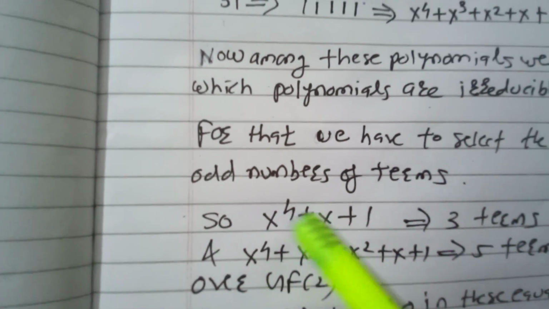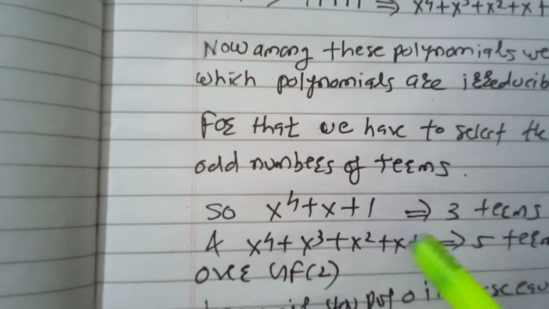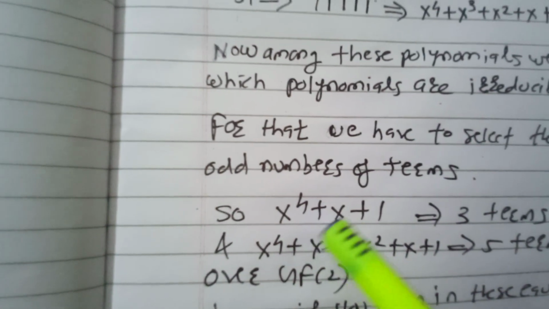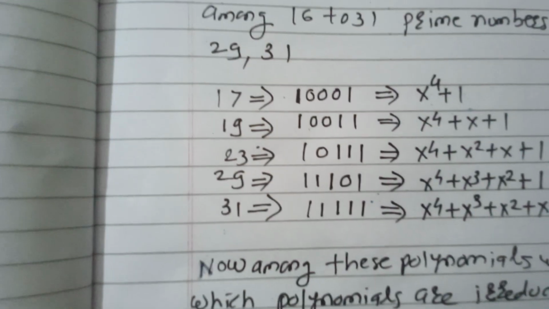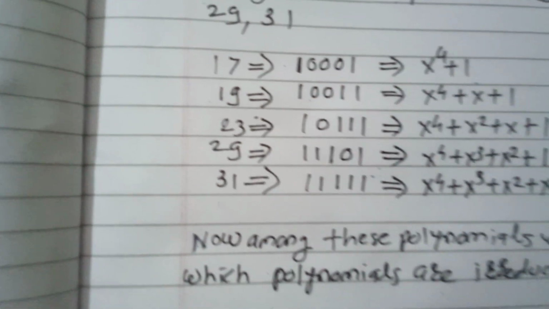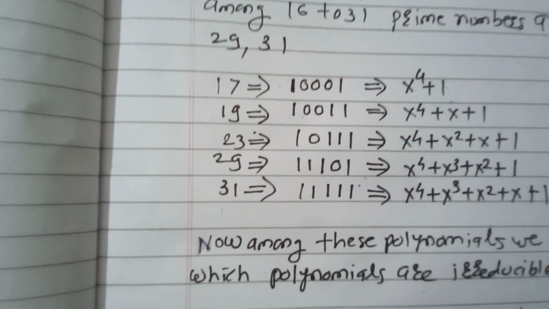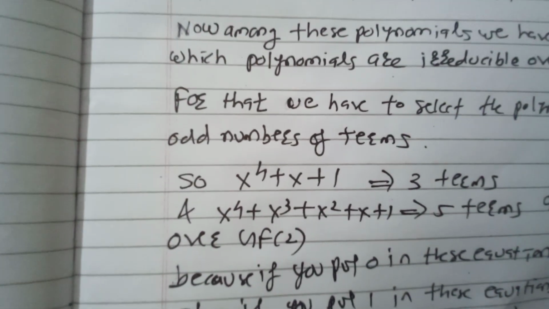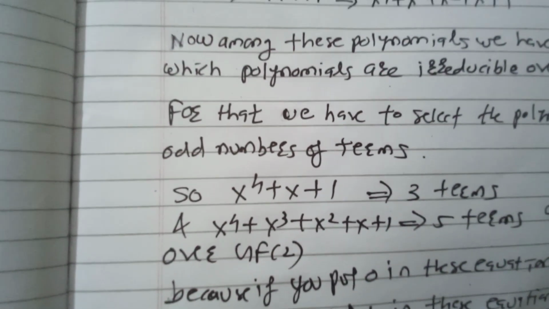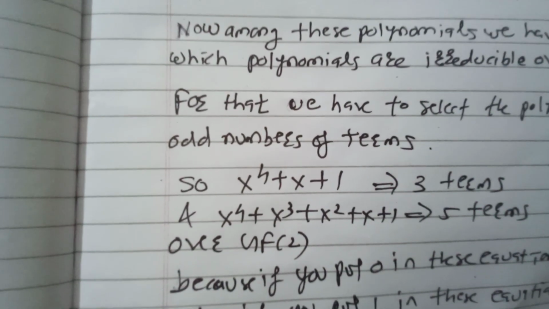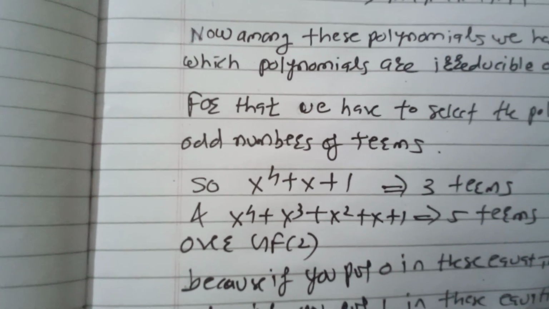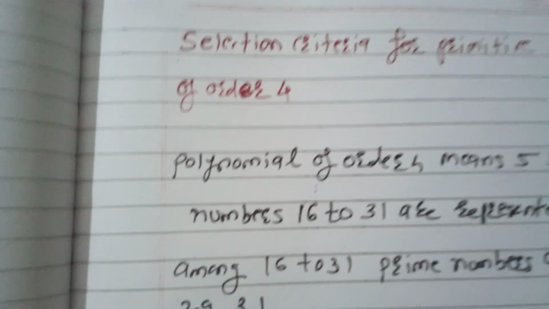So these are irreducible over Galois field 2. Also they correspond to prime numbers. x raised to 4 plus x plus 1 is 19, and x raised to 4 plus x cube plus x square plus x plus 1 is 31. So these are prime numbers as well, and they are irreducible over Galois field 2. So either of these can be used as primitive polynomial to construct Galois field 2 raised to 4, that is Galois field 16.